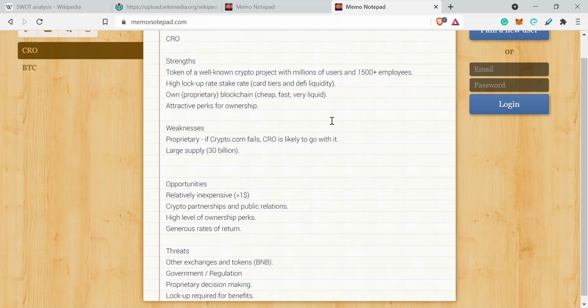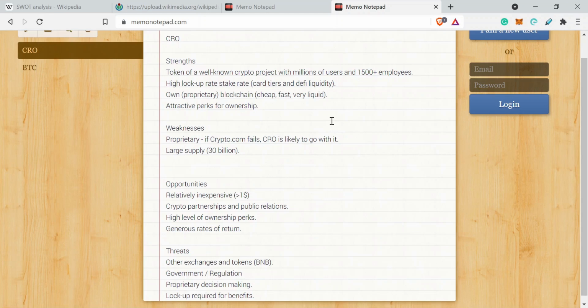There's also a large supply of 30 billion coins. This was 100 billion, which made it much less attractive, but now there's a relatively large supply of 30 billion, which means, again, the tokenomics aren't really massively favorable for a huge increase where the price does 1,000 times.